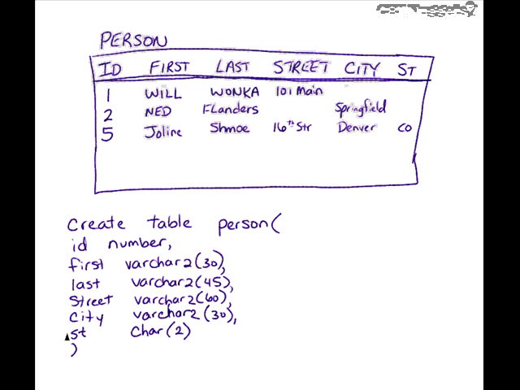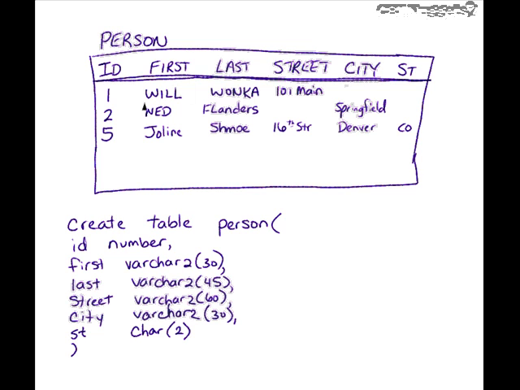So this is the statement used to create our person table. Create table person. Since we didn't fully qualify it, it will go under the schema of the user who's doing this statement. And in parentheses, we have the column names, the column data types, followed by commas. So here you can see my ID is a number. My first, last, street, and city are all varchar2s with numbers in parentheses. That's just the max length of the data in there. And I made my state be a char because the state is always going to be 2 characters.